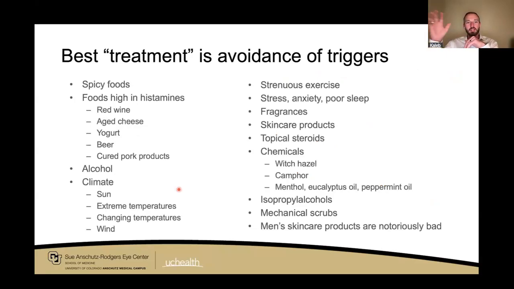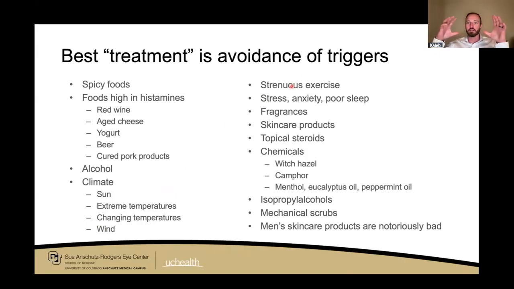And the best treatment per se is really the avoidance of triggers. And this is evidenced by the fact that only 18% of patients that have facial rosacea are actually on any prescription therapy. So most patients will have triggers to things like spicy foods, which you've all heard of, or red wine. So foods that are high in histamines can cause problems. Alcohols, the climate is a really big one. Sun exposure, extreme temperatures, changing temperatures. So if it's really hot, if it's really cold, if you keep going back and forth between a hot environment and a cold environment, windy days bother these patients.